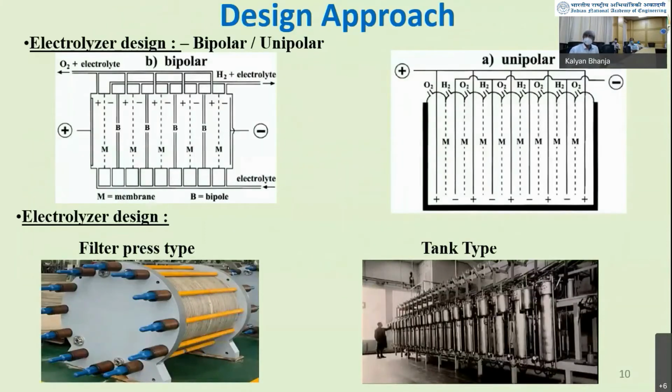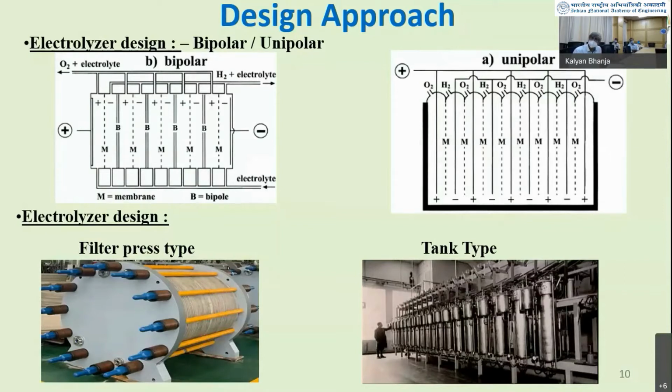Now, on the development stage, whatever we have done: we have developed an alkaline water electrolyzer at industrial scale, up to 10 Nm³ per hour hydrogen production, with corresponding around 5 Nm³ per hour oxygen production. There, the main thing is that there are three aspects: one is design, then the electrode, and the membrane.